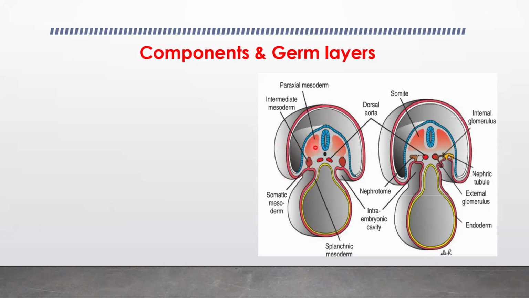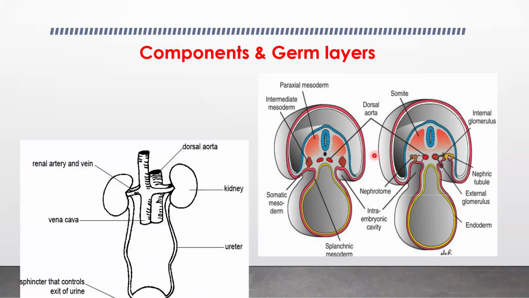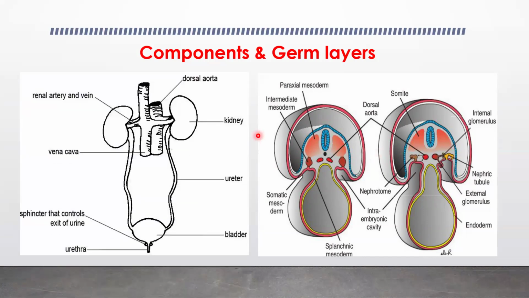So we have paraxial, intermediate. Then you have the splanchnic part of lateral plate mesoderm. And then the somatic part of lateral plate mesoderm. So ideally, our kidneys, the urinary system and the reproductive system will come from the intermediate mesoderm, as you can see here. So this intermediate mesoderm of ours will give us the nephrotomes, the various structures that form the urinary system.